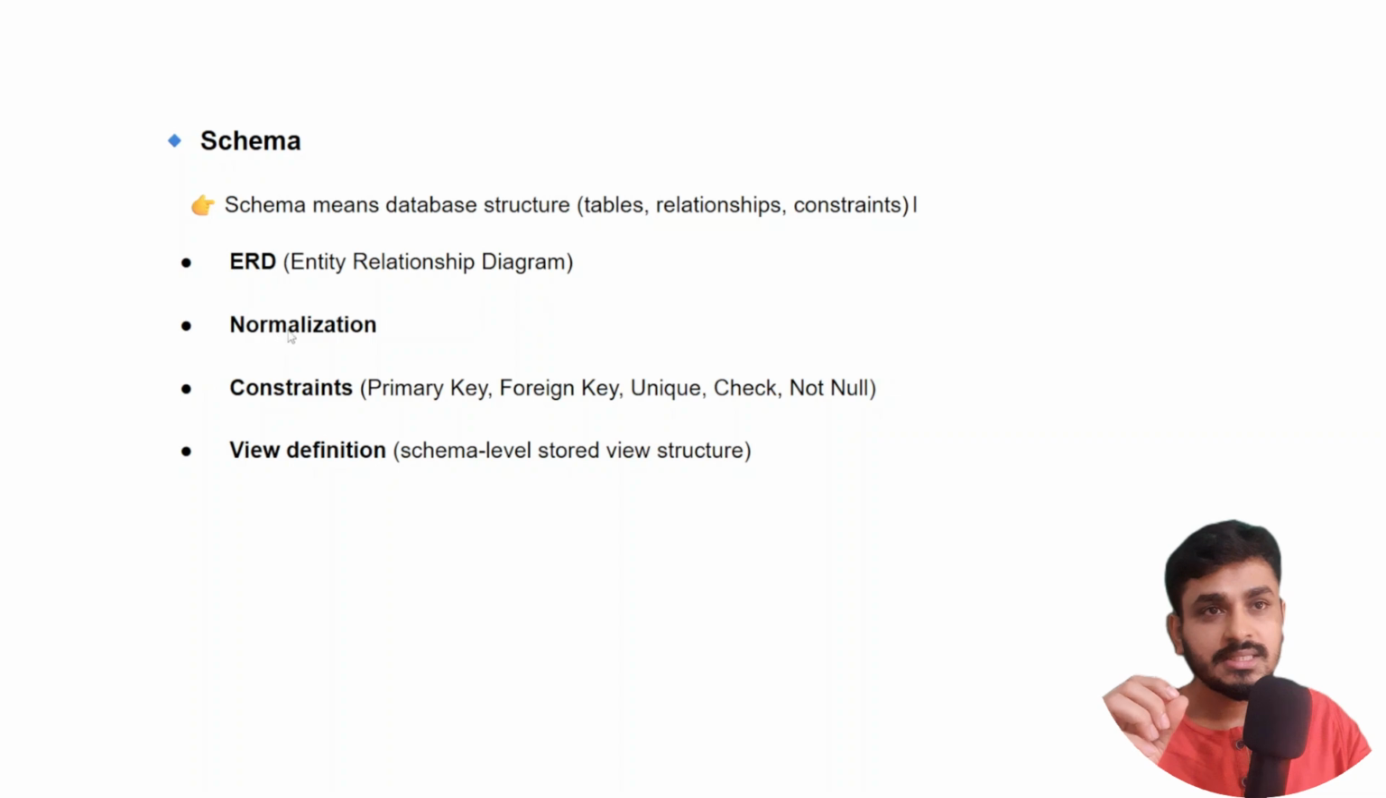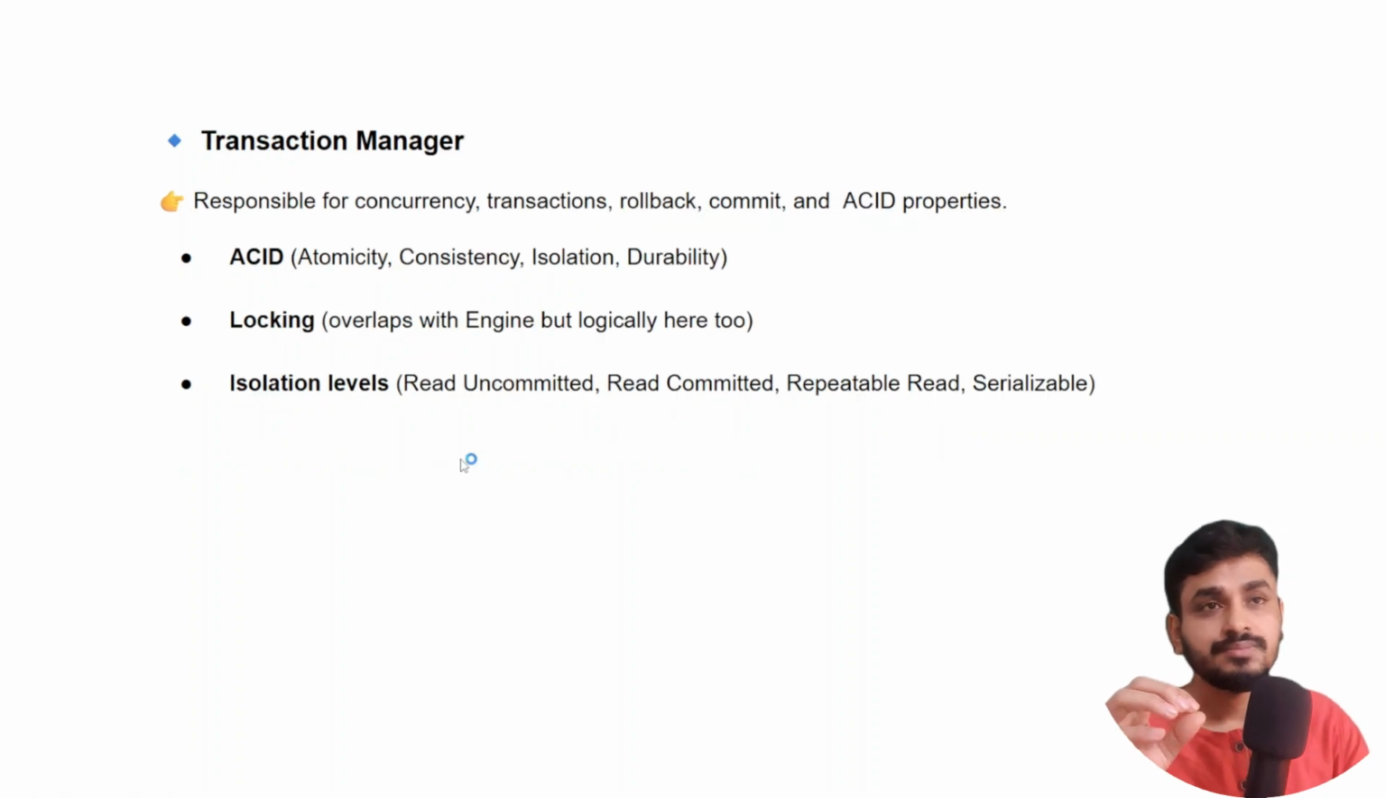And next one is normalization. Normalization reduces data redundancy and eliminates redundant data. Okay, and constraints are a crucial one. Using constraints we maintain data integrity and consistency. View definition also. Okay, so next one is the transaction manager, a crucial and important one.